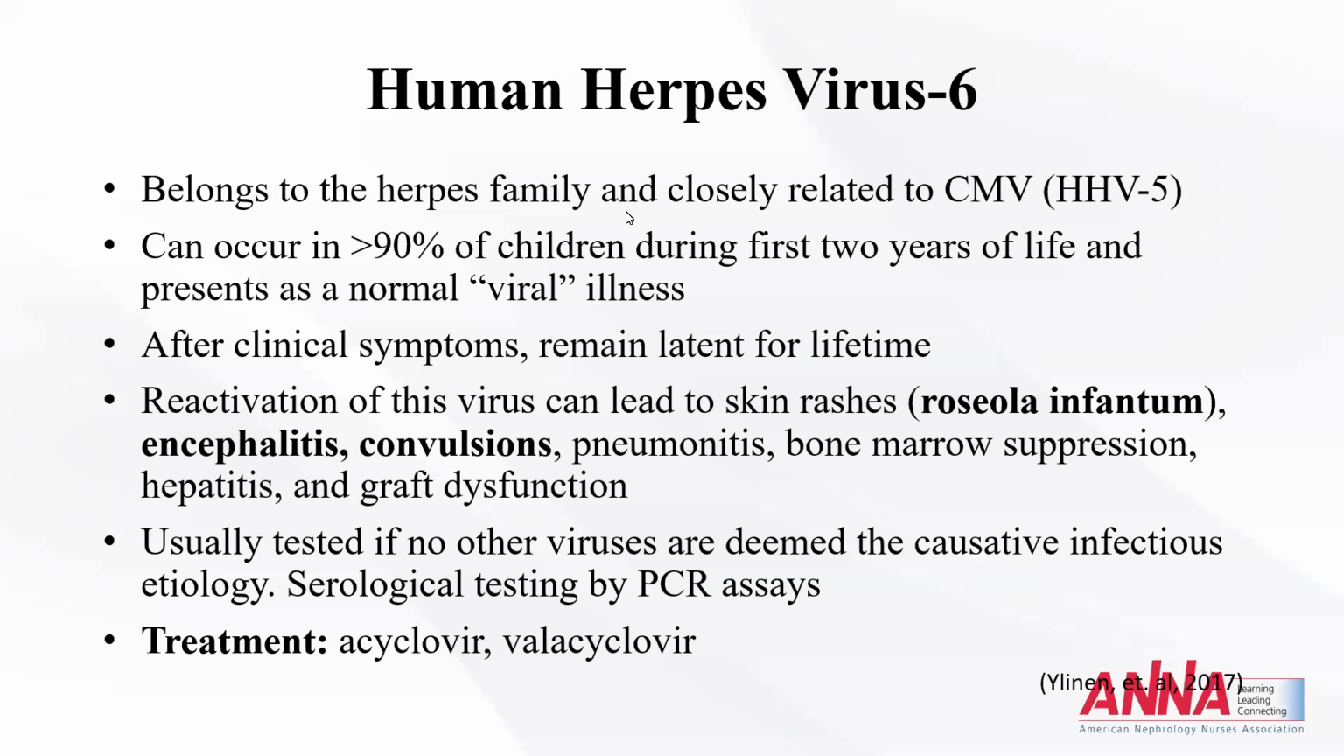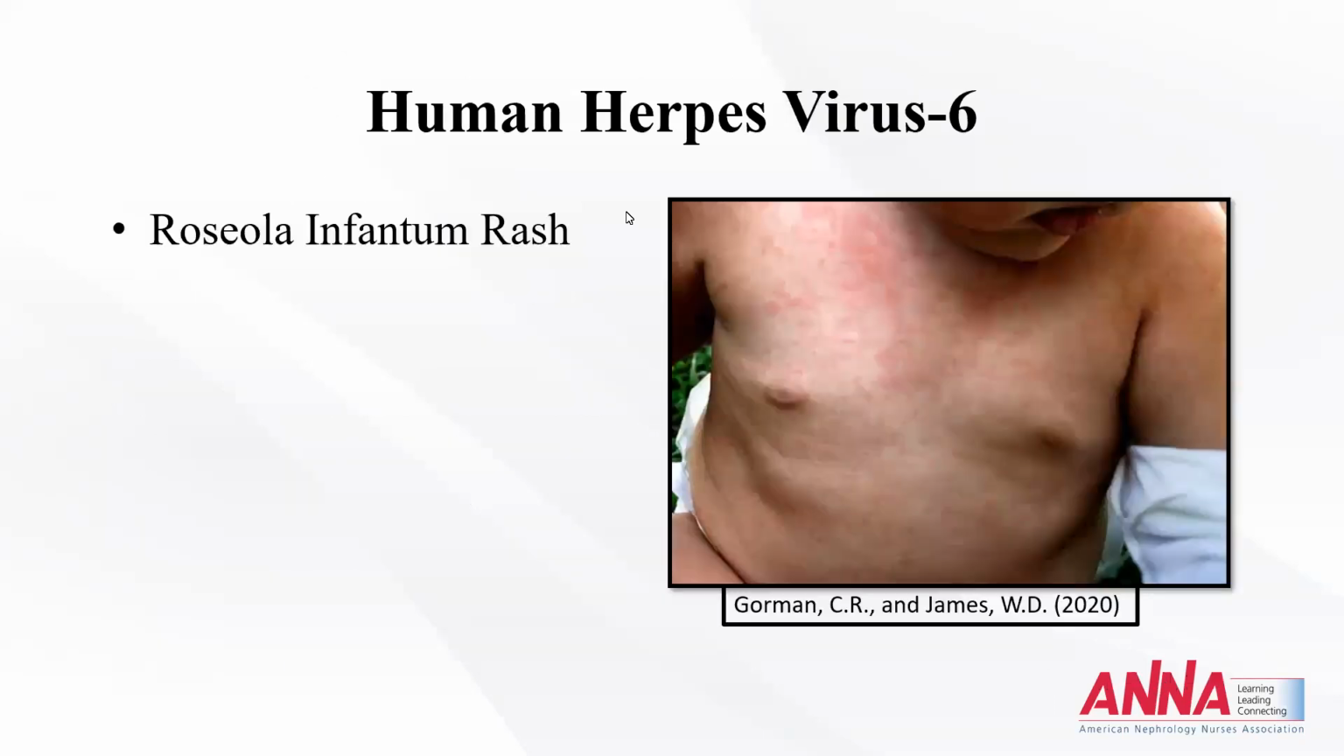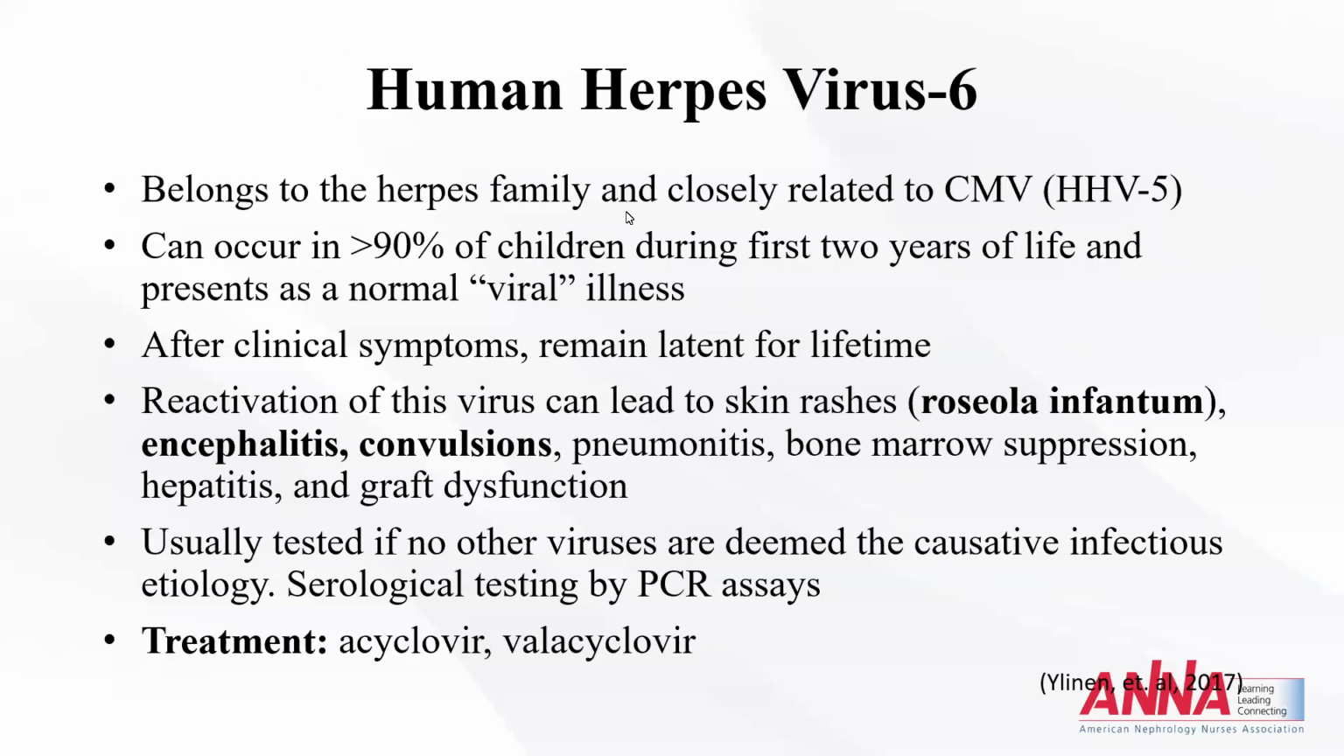The treatment is going to be just like the other viruses: acyclovir, valacyclovir, or valganciclovir, Valcyte. But the two most commonly prescribed per the literature are acyclovir or valacyclovir. Sorry, this information comes from the article down there, and it's kind of hidden in the ANNA logo, but that's the article. It's listed on my reference page if you need anything on human herpes virus 6.